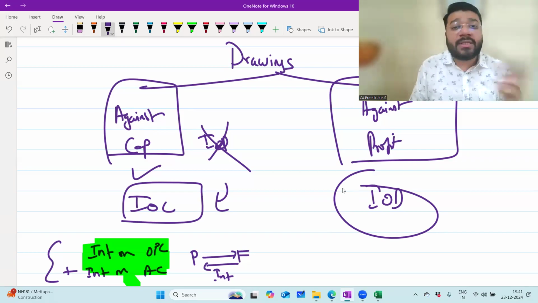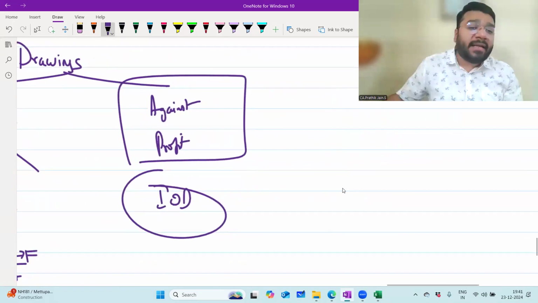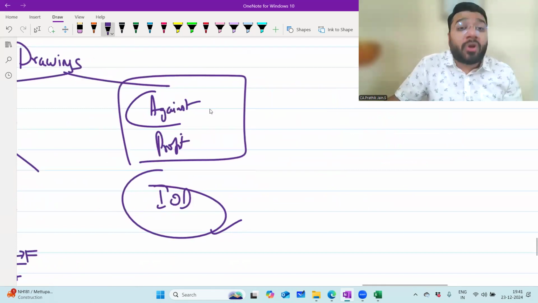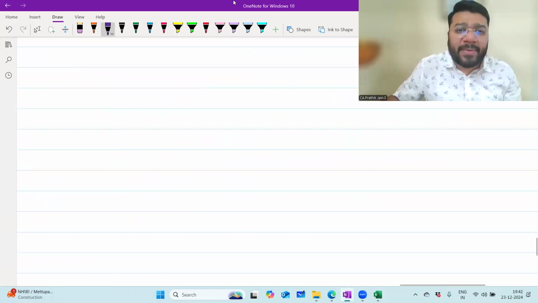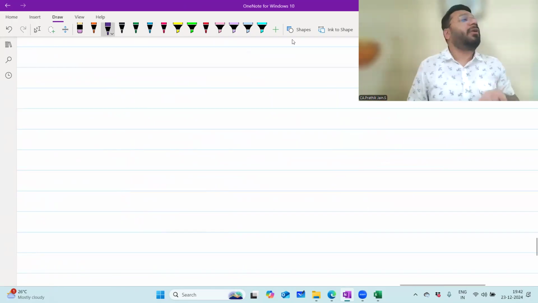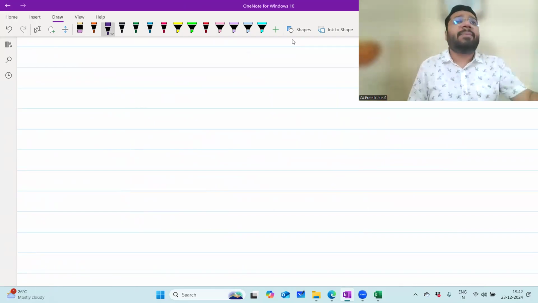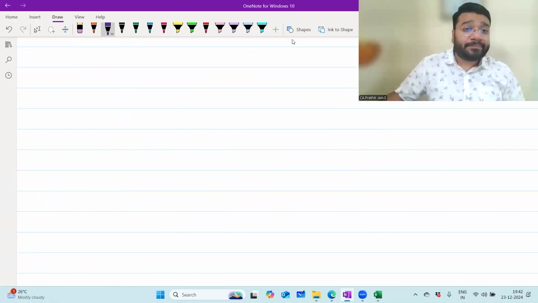Now, the question that arises is why is there an interest on this? And what is the meaning of drawing against profit? Drawing against capital is understandable. Sir, I gave the capital. That capital I withdrew from the business. So drawing against capital is understandable. But what about drawing against profit?